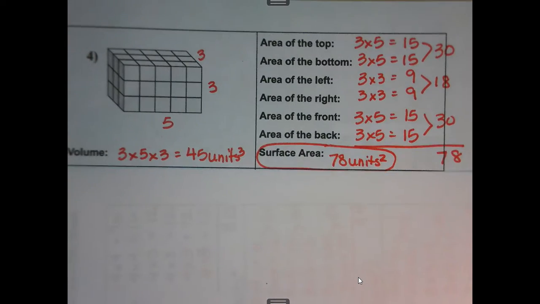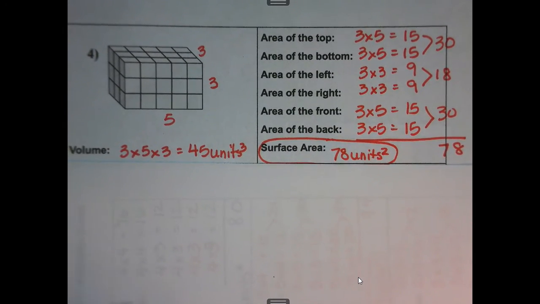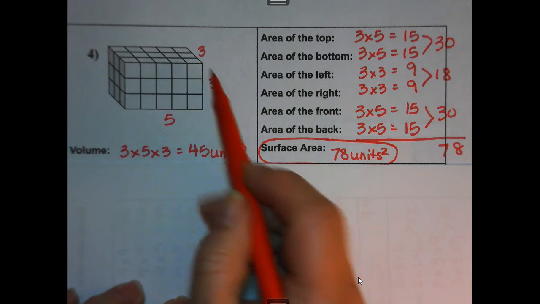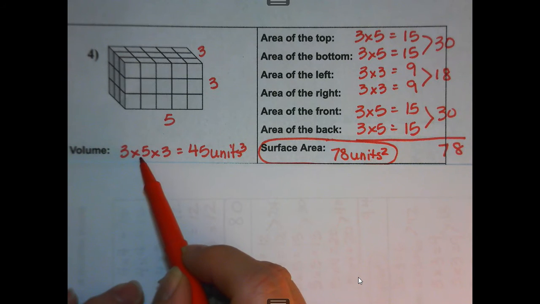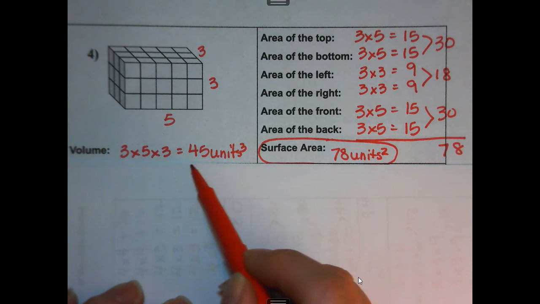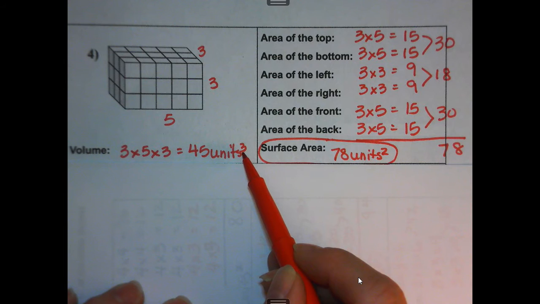For the next problem, labeling all of the measurements of this prism, taking them down here and multiplying 3 times 5 times 3, I get 45 units cubed.